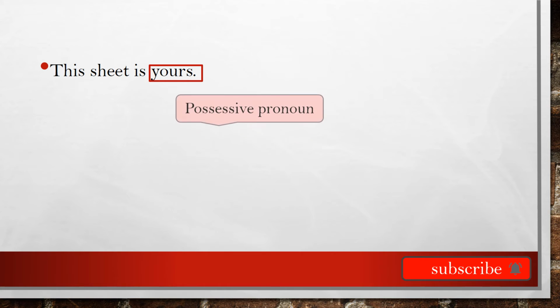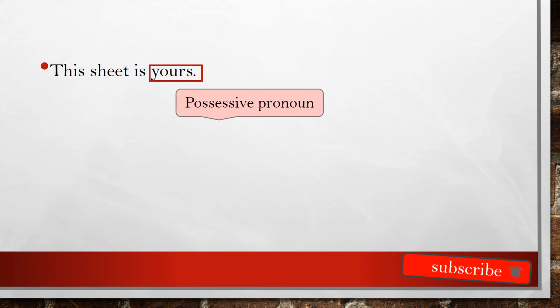Let's see some more examples. This seat is yours. In this, yours acts as a possessive pronoun because it does not have any noun after yours. So, it acts as a possessive pronoun. This is your seat. In this, we know seat is a noun which is described by the word your. So, your acts as a possessive adjective.